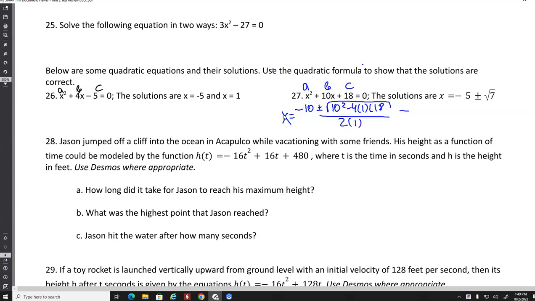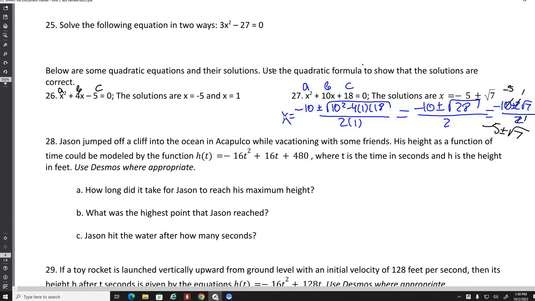divided by 2 times 1. Okay, so I get negative 10 plus or minus, underneath the radical, 100 minus 4 times 18. Okay, so that's 28. All right, now square root of 28 is 2 root 7. And that's divided by 2, so negative 10 plus or minus 2 root 7, divided by 2. Now I can simplify that and divide each of them by 2, so I get negative 5 plus or minus root 7, which is also the correct answer.